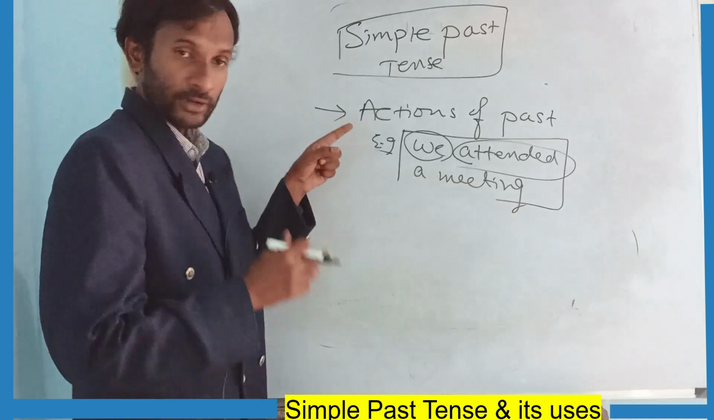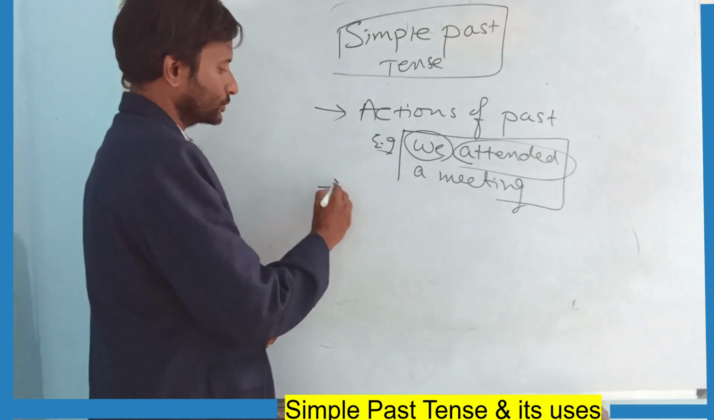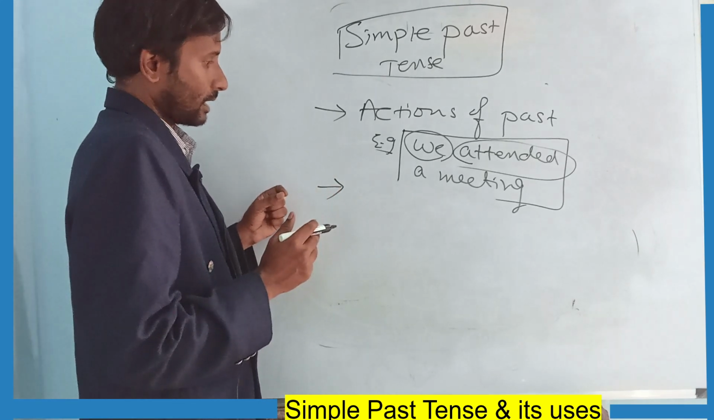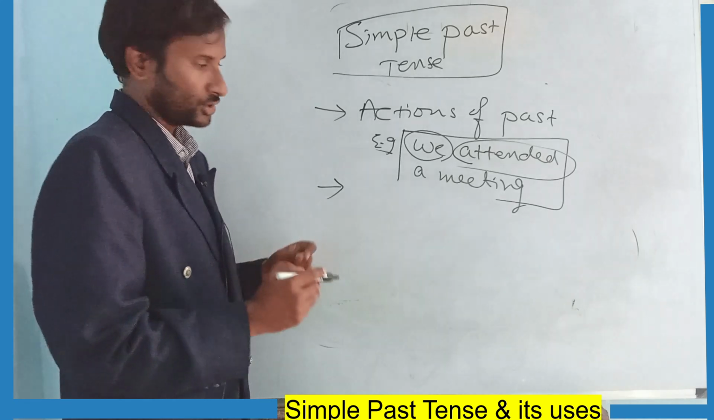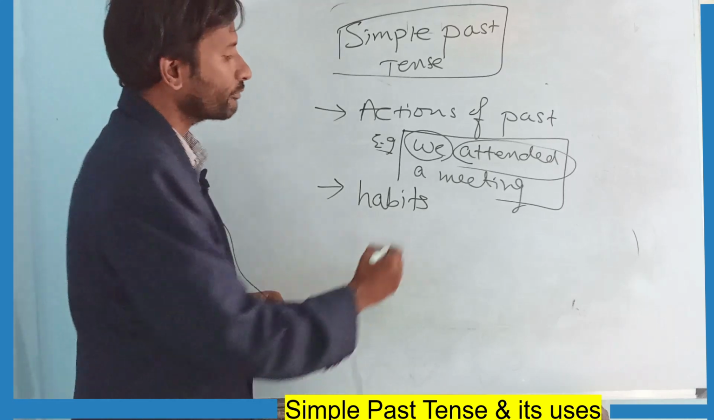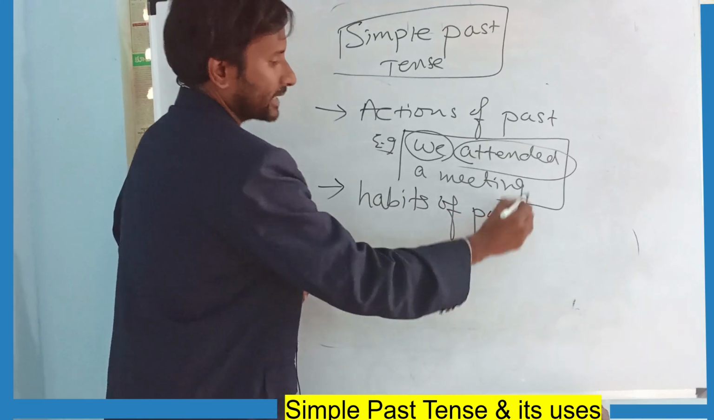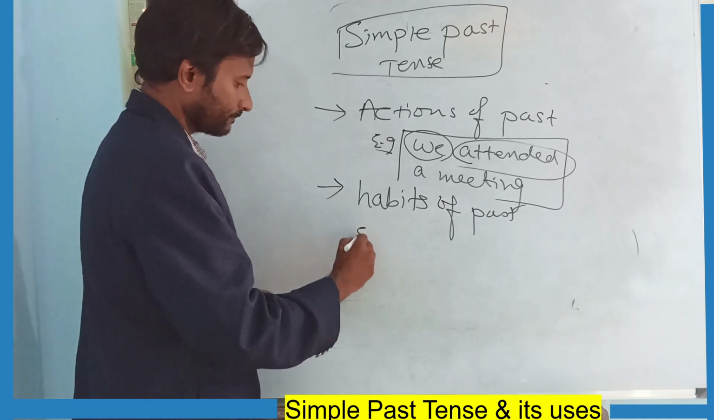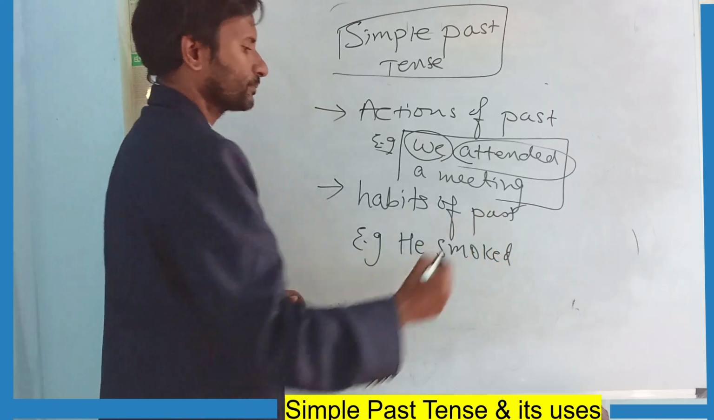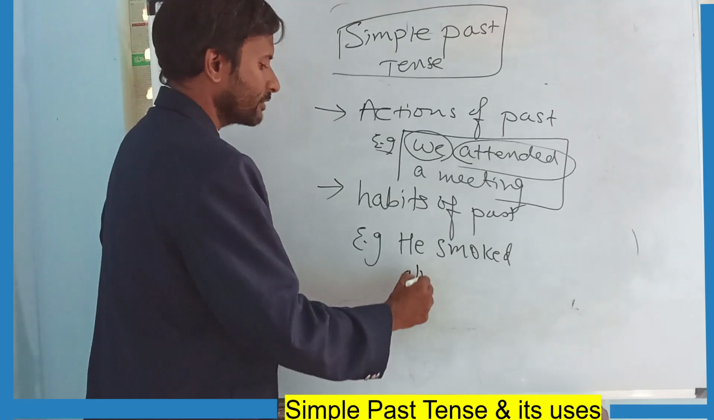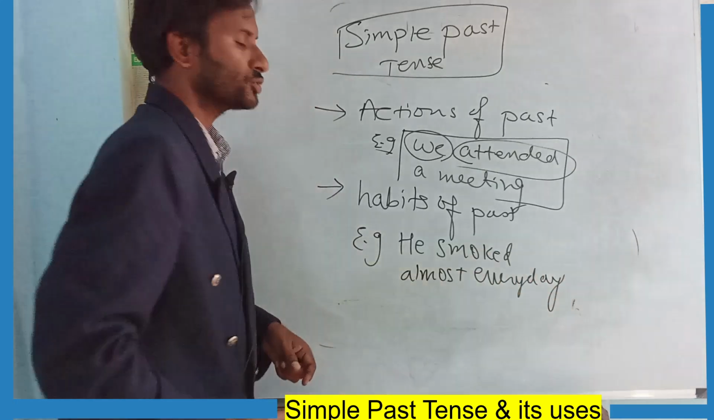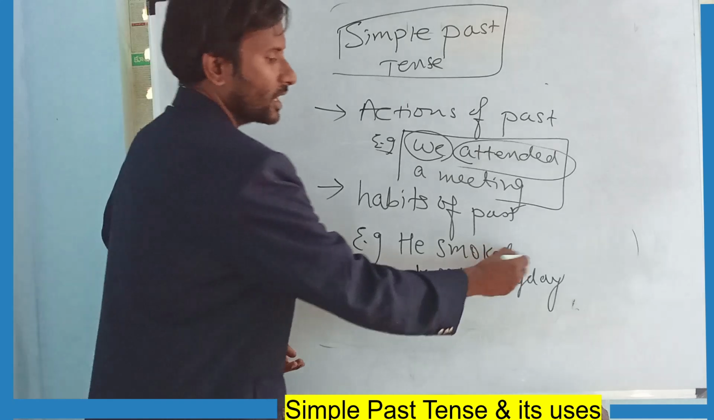Now with that we have just finished one use. What is the second use? When you would like to tell habitual actions. What is that? Habitual actions. Habits. When? Of past. Habits of past. Now for example, he smoked. He smoked almost every day. Okay, he smoked almost every day, whether cigars or anything.